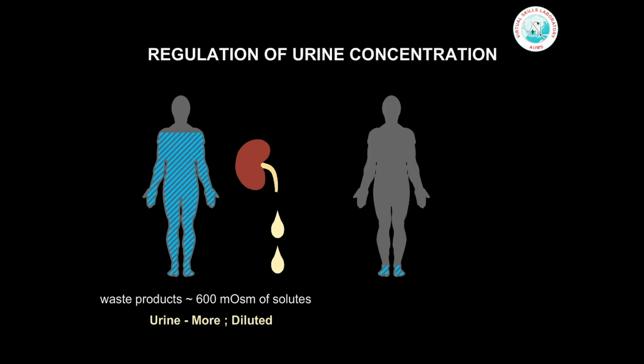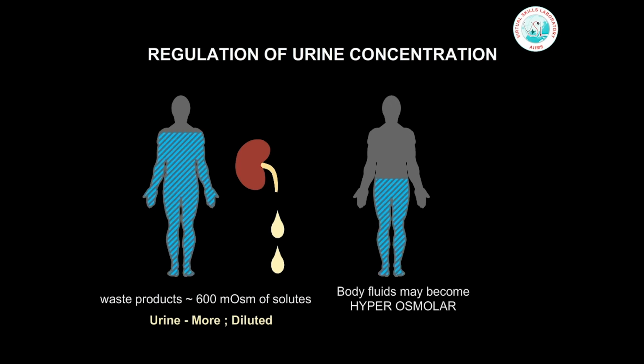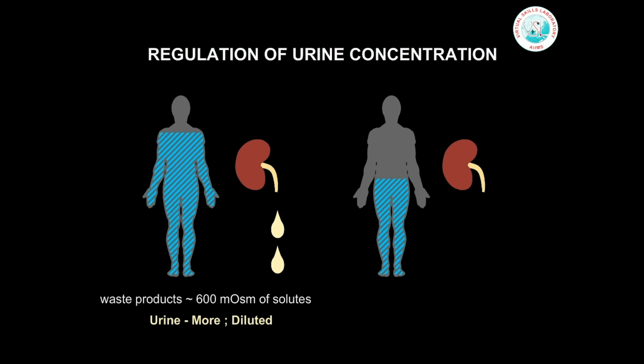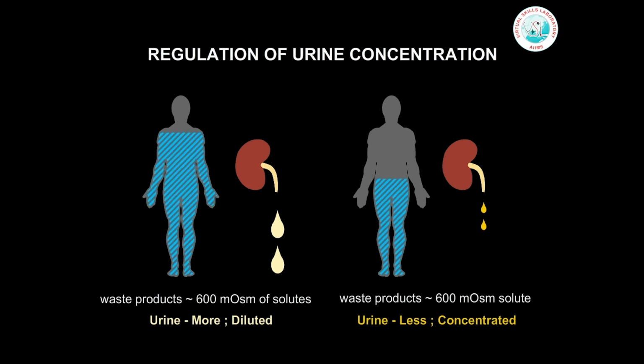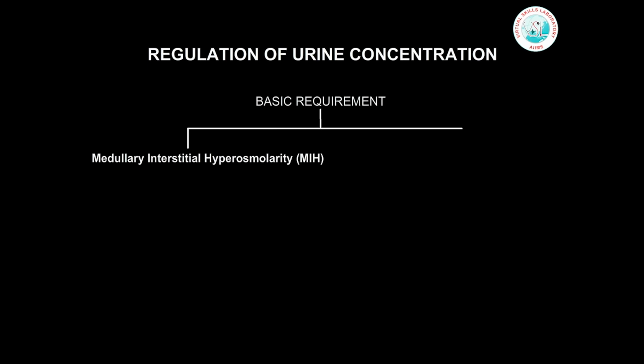On the contrary, if the water intake is less, or in case of dehydration, the body fluids will become hyperosmolar. To prevent this, our kidneys will try to conserve water by producing little amount of urine. But since the concentration of waste products is still around 600 milliosmoles, the urine produced will be much more concentrated. The basic requirements for these mechanisms to work efficiently are: number 1, medullary interstitial hyperosmolarity, and number 2, antidiuretic hormone, also known as vasopressin.